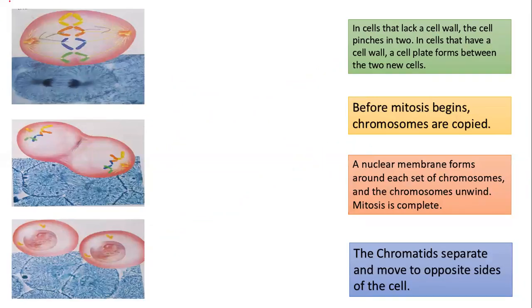Next, read this sentence. In cells that lack a cell wall, the cell pinches into two. In cells that have a cell wall, the cell plate forms between the two new cells. Which picture represents two new cells here? Yes, these pictures. Let's connect together. What do we call this phase? Yes, excellent. Cytokinesis.